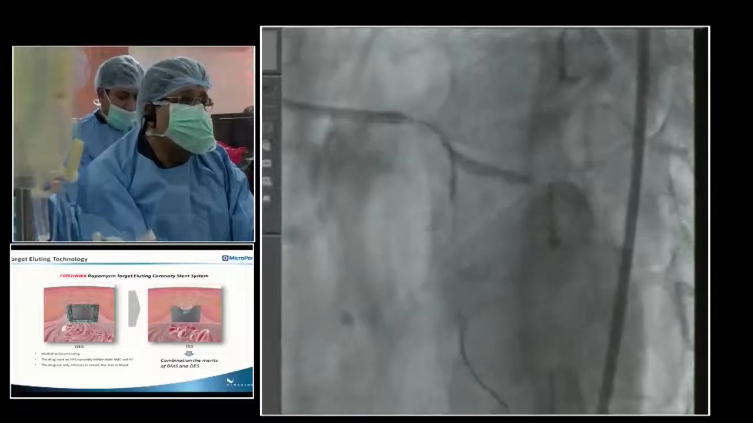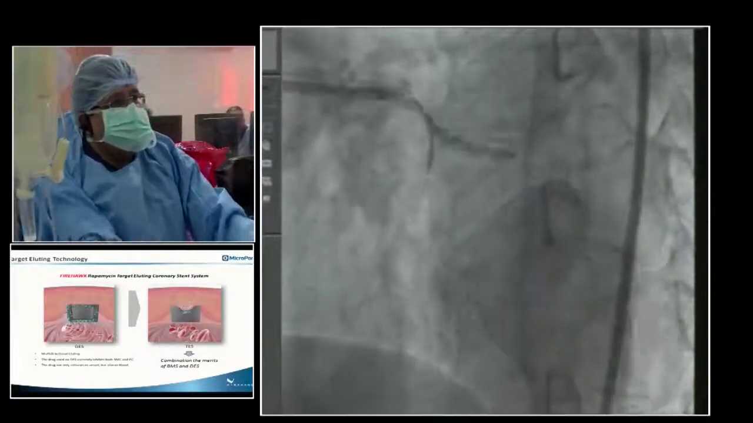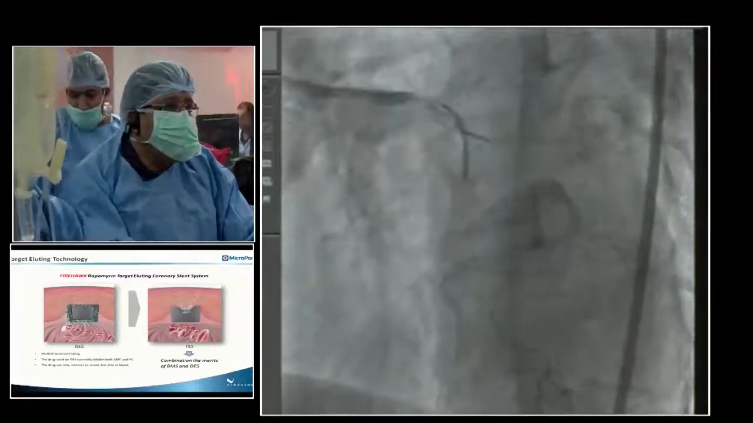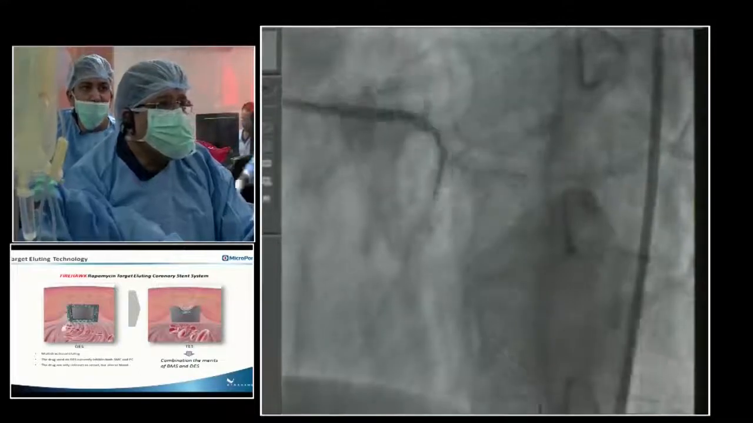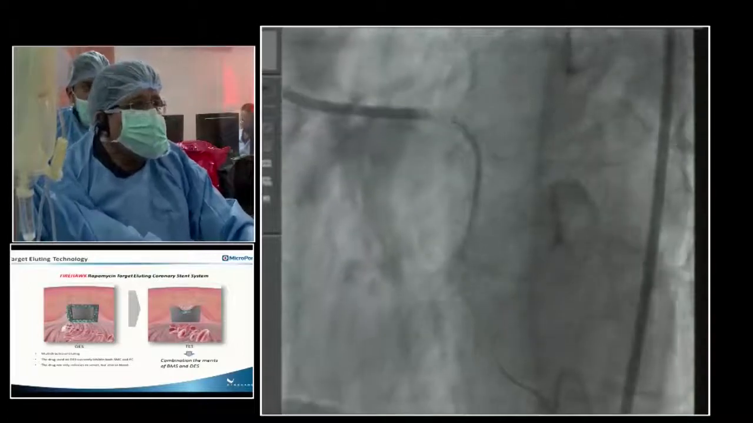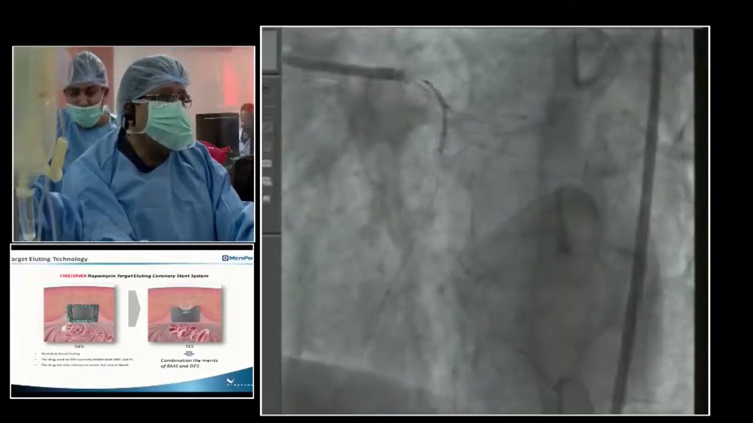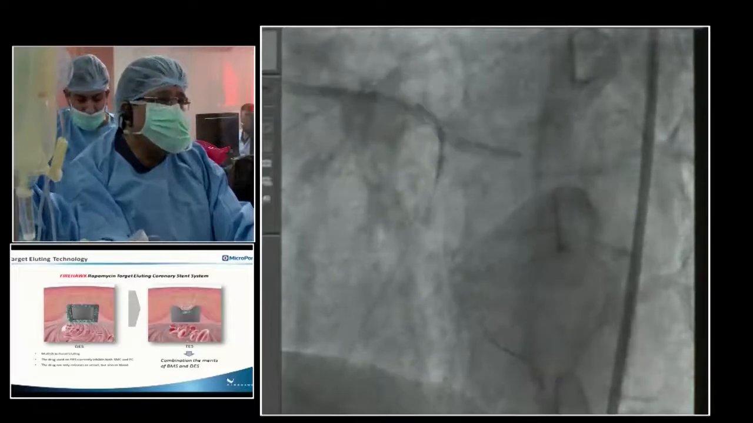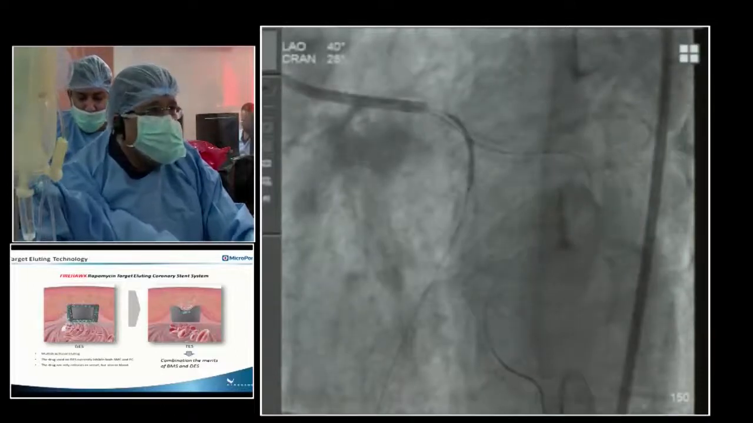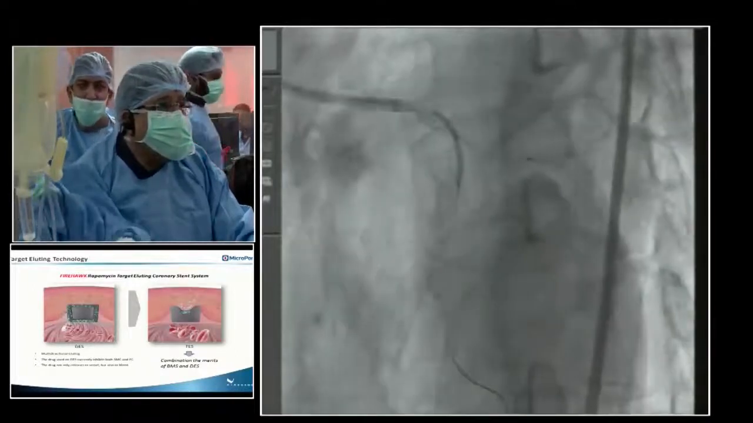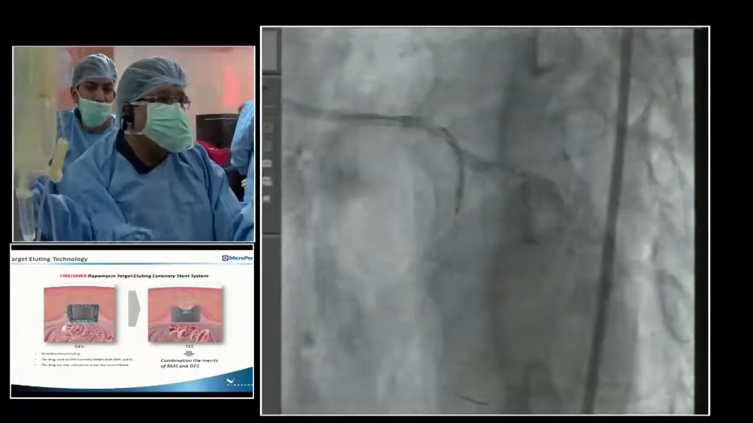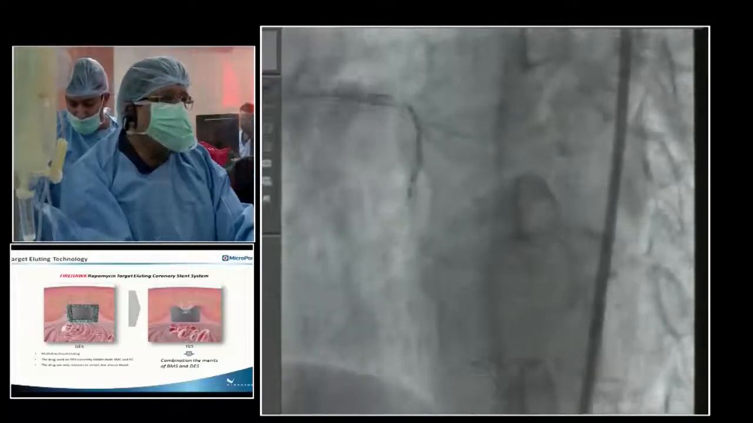Low pressures first. How much? 8. 8, 10. Mini crush. Deflate. Now what I am doing is taking a small test, just to check that things look okay. I have pulled this balloon a little bit. Go ahead again. Inflate. 10, 12, 12, 14. 14. Deflate. Then maybe 18 here. Done. Deflate. So this circumflex stent is well deployed.